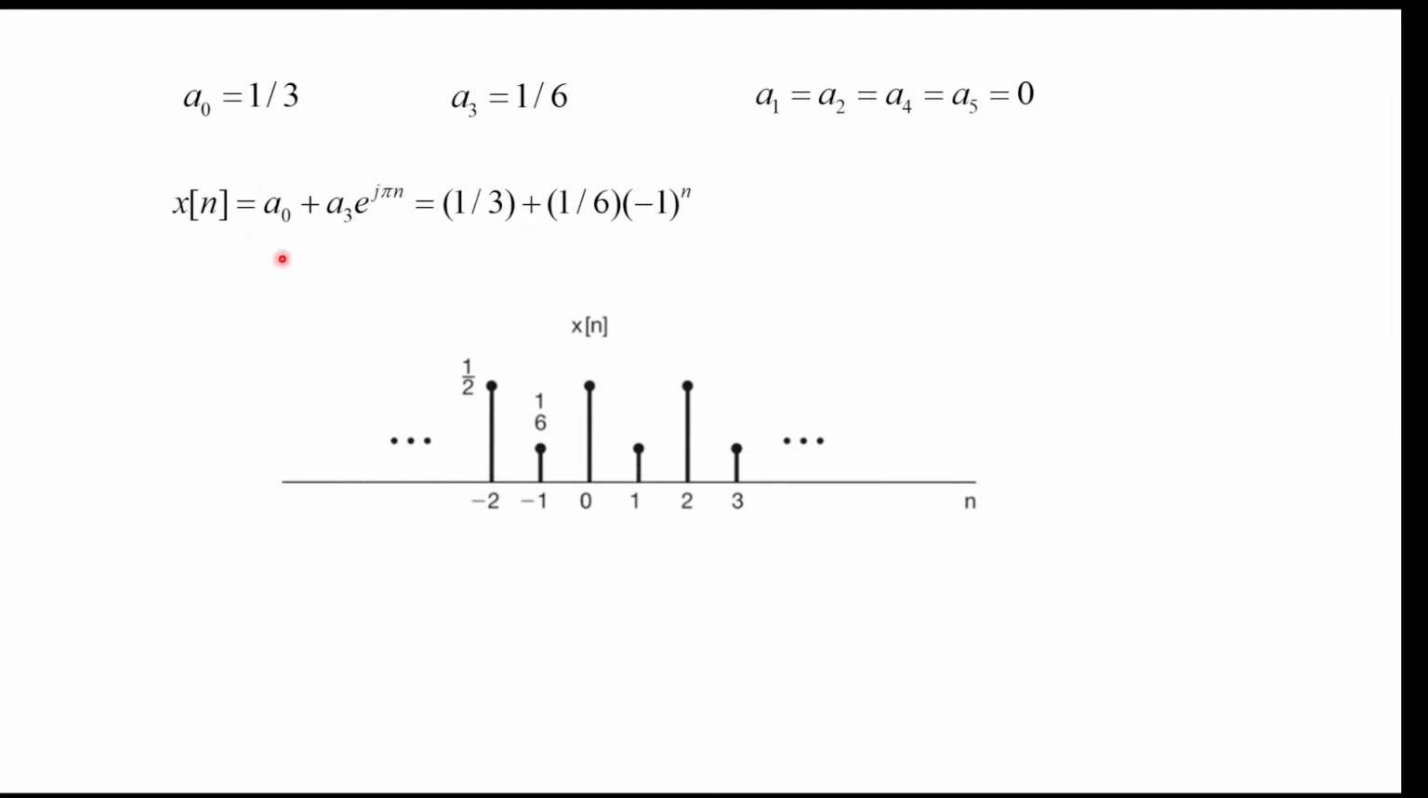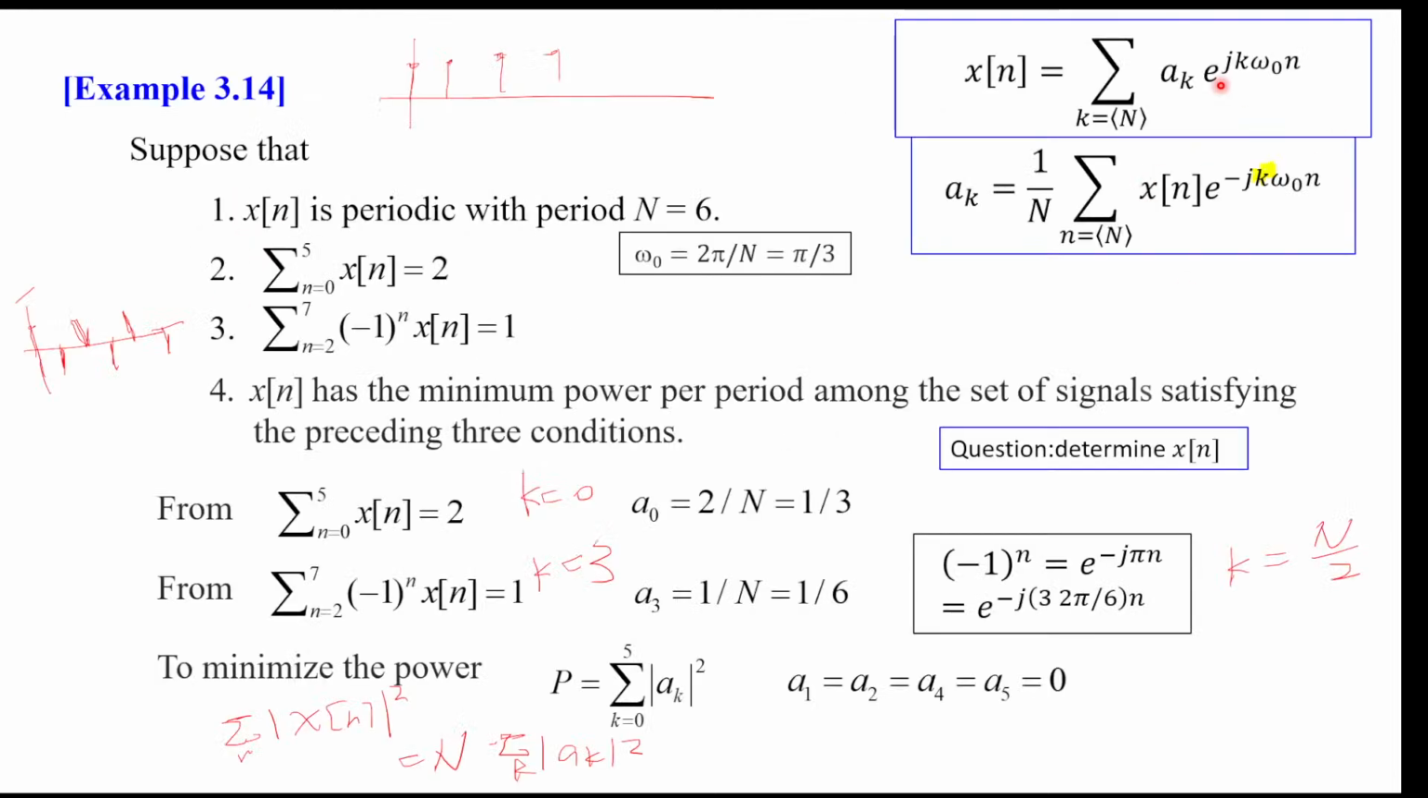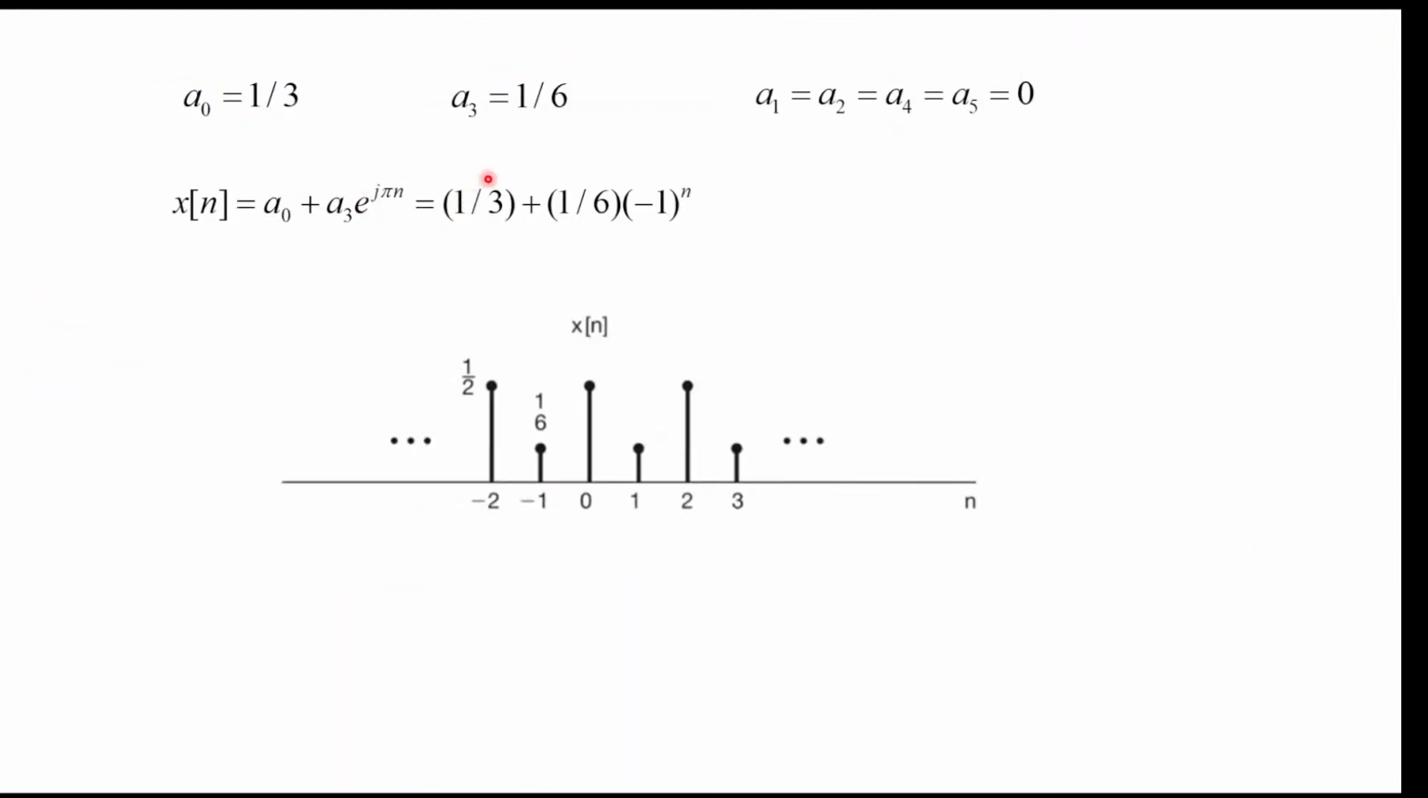Then our x of n is a0 term, then plus a3 times e to the jk omega n, and we know e to the jk omega n should be minus 1 to the n. So 1 over 3 plus 1 over 6 times minus 1 to the n, and it's like this function over one period. So 1 over 3 plus 1 over 6 is 1 over 2, and 1 over 3 minus 1 over 6 is 1 over 6. So 1 over 2, 1 over 6, 1 over 2, 1 over 6, 1 over 2, 1 over 6, and then it is periodic with period 6.